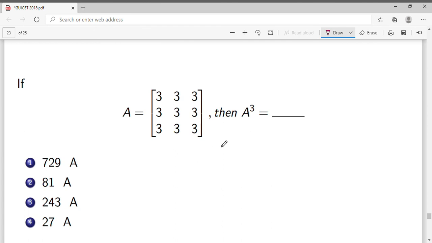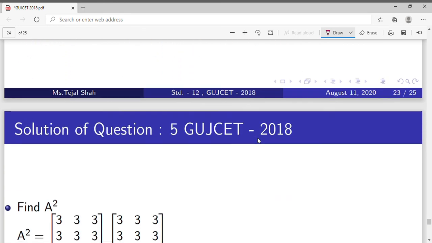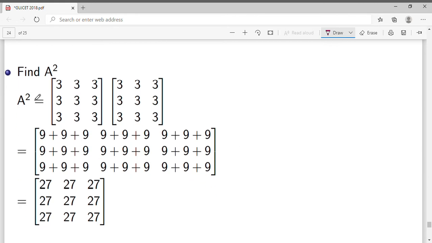Now here we have to find A cube. So for A cube we have to do matrix multiplication. First from this matrix find A square, then after A square into A, find A cube. So now see here, find A square. A square is equal to A matrix into A matrix. Now do this row into this column multiplication.